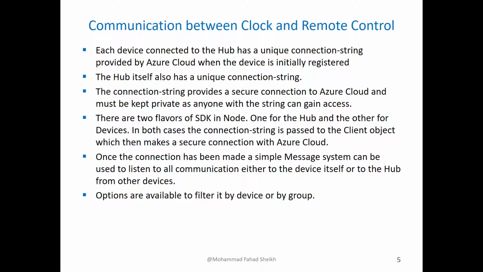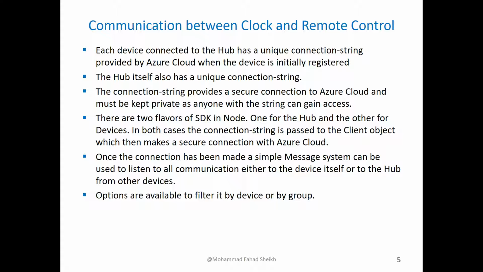For the communication between the clock and the remote control, each device connected to the hub has a unique connection string provided by Azure Cloud when the device is initially registered. When you initially register the device, there's a command line for it, and you can do it on the IoT Hub itself. When you send the command to register your device, a unique string comes back, which is your connection string. This string by itself can connect to the Azure Cloud, and no other credentials are needed.